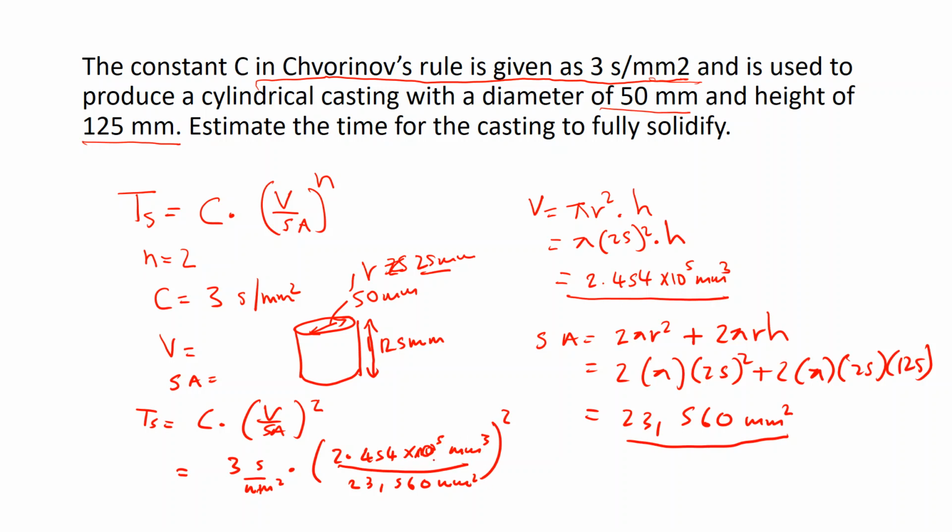Now whatever I get here, these millimeters will cancel, and when it is squared, it will become a millimeter squared on top. It will obviously cancel with this millimeter. So the final result will be given in seconds, and the final solution that we get comes to 325 seconds, and that is your solution. If you want to give it in minutes, then you can go ahead and divide this by 60 and you'll get your answer in minutes.